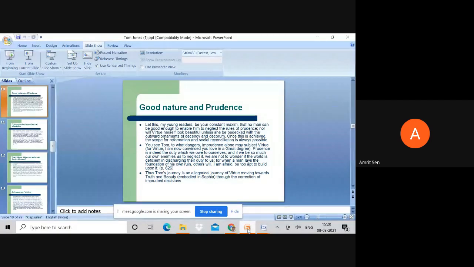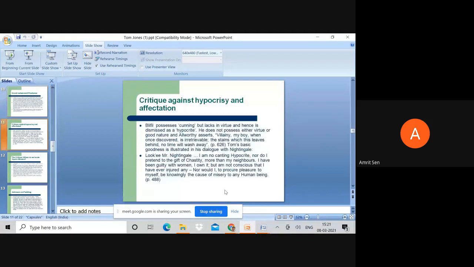Therefore, Tom's journey is from controlling this imprudence to arriving at Allworthy's prudence. Therefore, Tom's journey is an allegorical journey of virtue, moving towards truth and beauty, embodied in Sophia, through the correction of imprudent decisions. So Sophia is truth, and that truth can be attained only with prudence and benevolence. Right? So this is the ideal conception of character that Fielding is moving towards.